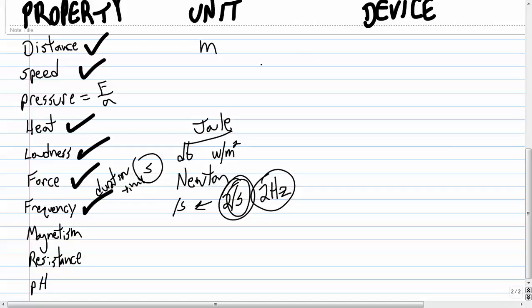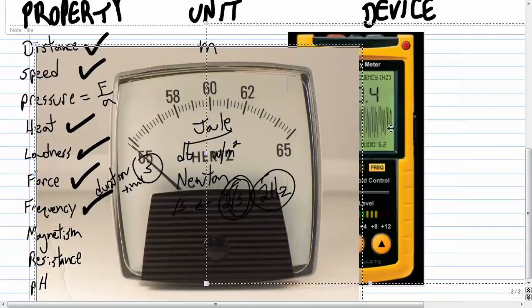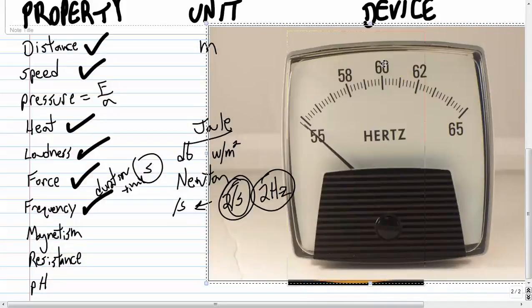How could you measure frequency? Well, you could use a stopwatch. That's one way to do it. But there are also meters out there that detect how many times something happens per second. Right here, this is a frequency meter and it's showing 230.4 hertz. You can get an old school device that shows frequency like this, and this one is probably showing electricity, because electricity is usually 60 hertz.